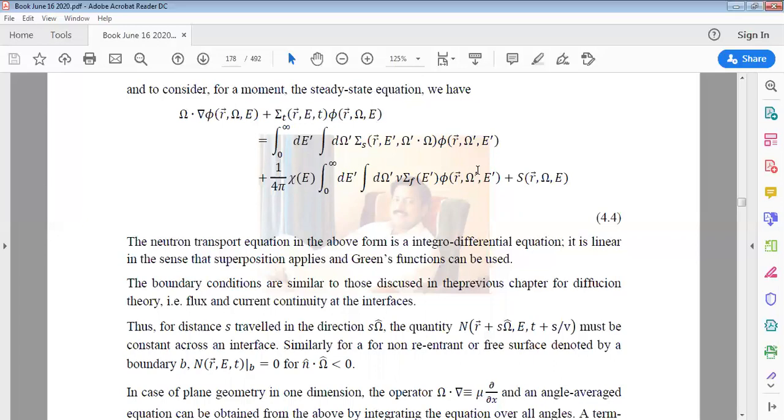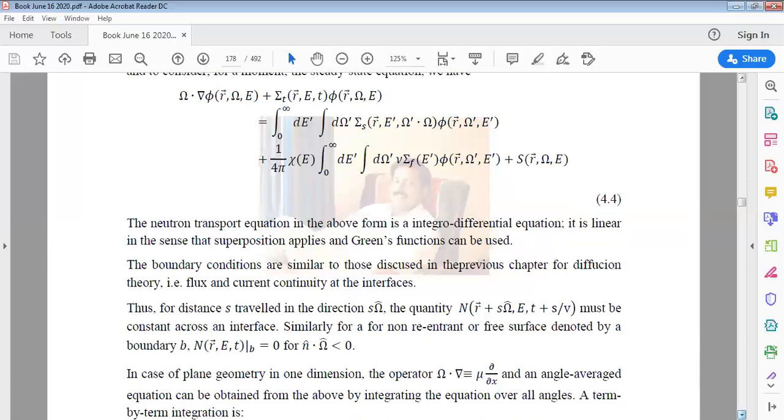And because it's like that, you can use Green's function. The Green's function says that if you have a source at R naught, E naught, omega naught, and you want to see the effect of that on some other place, R, E, omega, then the response at the new position, at the detector position, is actually the Green's function. So it is this Green's function approach which allows us to do so many things with the transport equation.